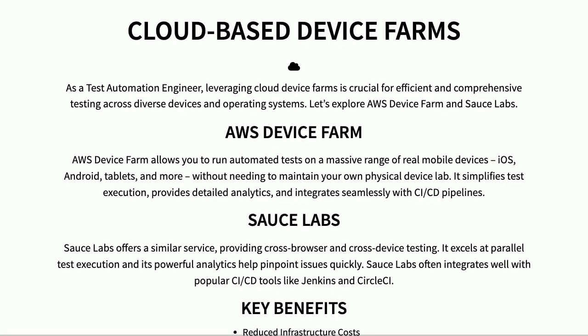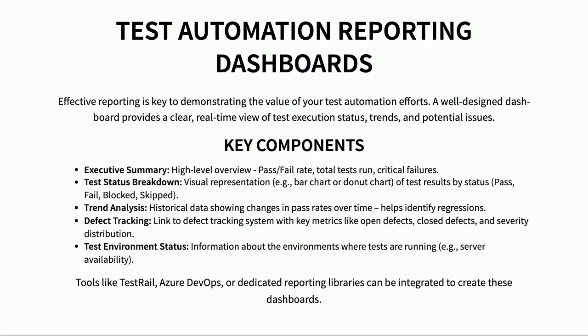Okay, let's talk about how cloud device farms can really level up your test automation. Essentially, instead of needing a huge collection of physical phones and tablets, which is expensive and takes up tons of space, you can use services like AWS Device Farm or Sauce Labs. These platforms give you access to thousands of real devices running different operating systems and browsers. This means you get much more accurate results because your tests are actually being run on the same hardware your users will be using. It also speeds up the testing process dramatically and gives you great data to understand where problems might be.